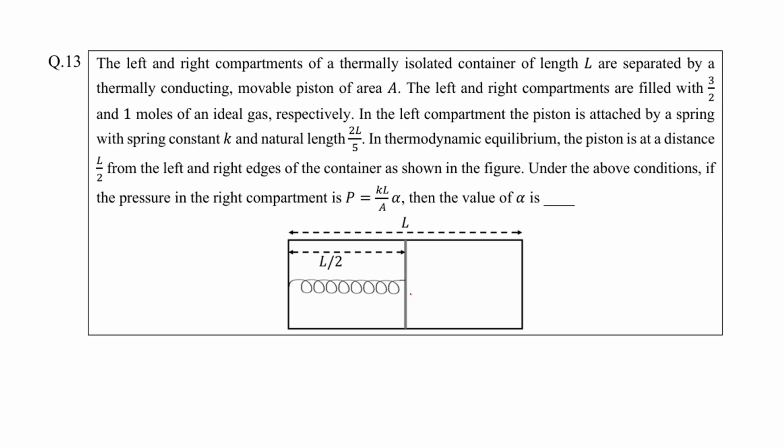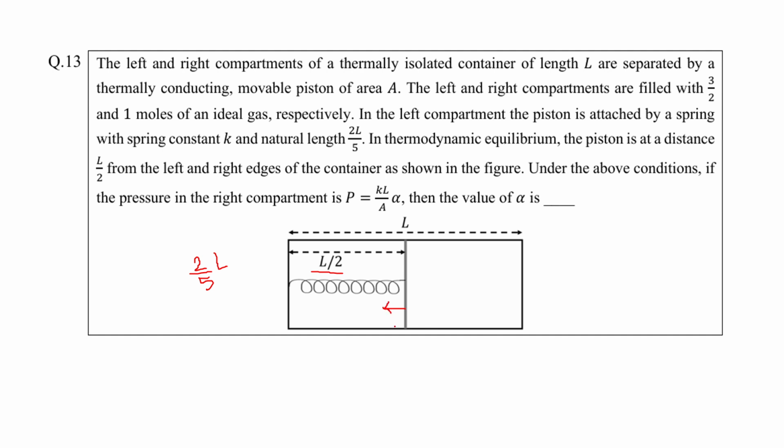The piston, which is separating the two compartments, is connected with a spring. When the piston is at the mid position, its length is L by 2, and the initial length, that is the natural length of the spring, is 2L by 5. So of course there is elongation in the spring, and therefore the force exerted by the spring will be towards the left.